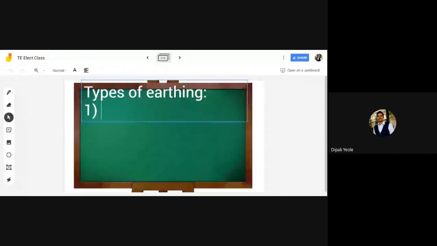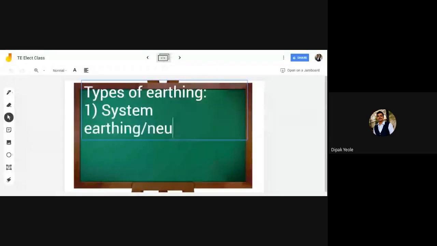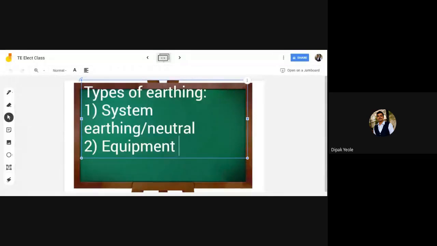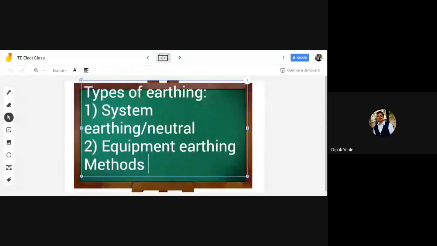The first part of earthing is related to the system earthing. Another name for system earthing is neutral earthing, which we discussed in the last class. Now the second part is related to the equipment earthing. The name indicates itself. Whenever we do the earthing for the equipment, that is called equipment earthing.